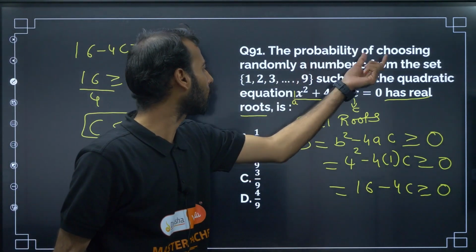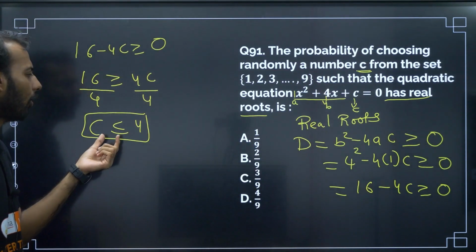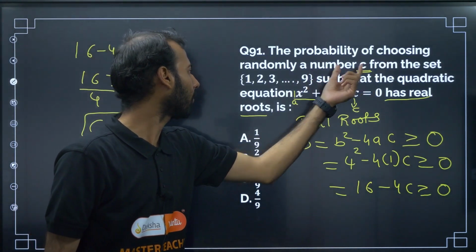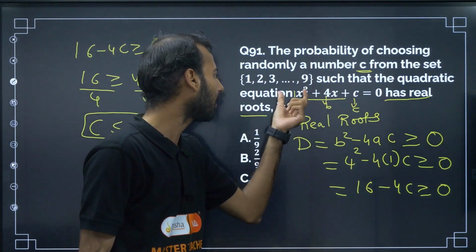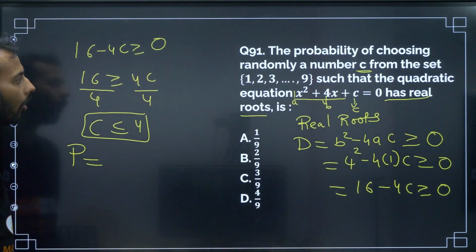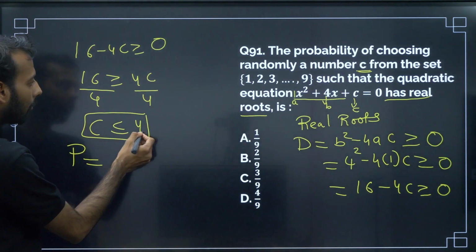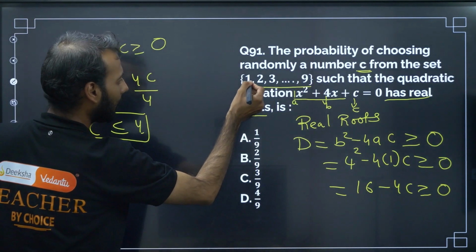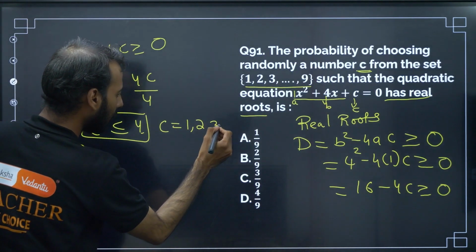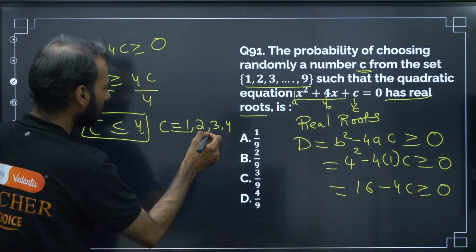Now once again you go through the condition. They are talking about the probability of choosing a number c randomly from the set they have given, such that the quadratic equation has real roots. So c is less than or equal to 4. The set contains 1, 2, 3 up to 9. That means c can take values 1, 2, 3, 4. See, read this condition: c is less than or equal to 4. That means 1, 2, 3, 4 are the possible values.